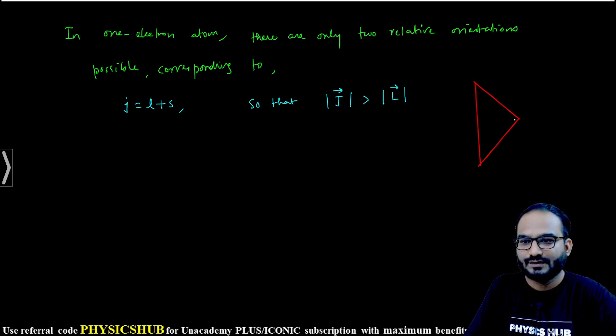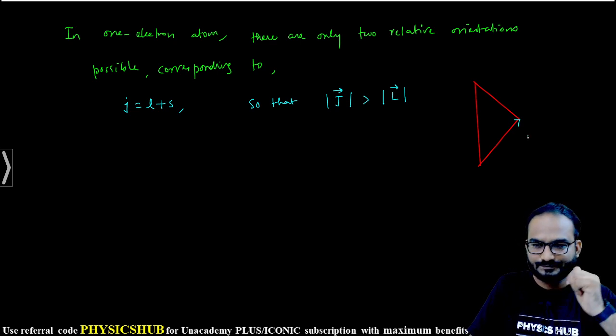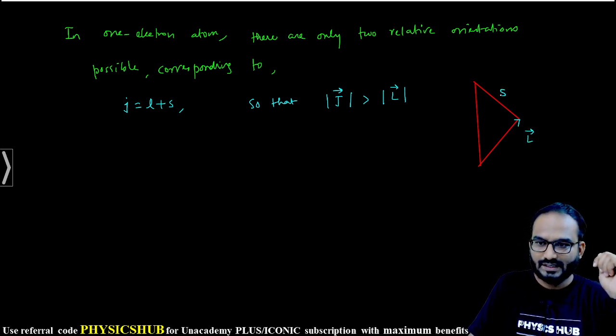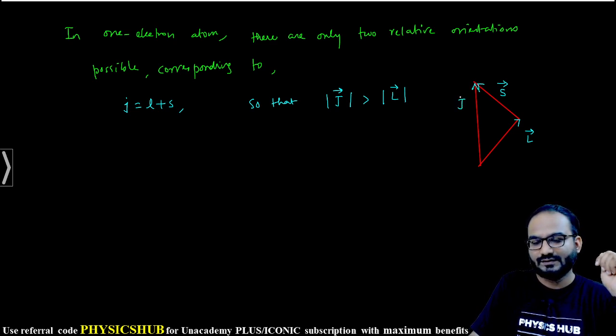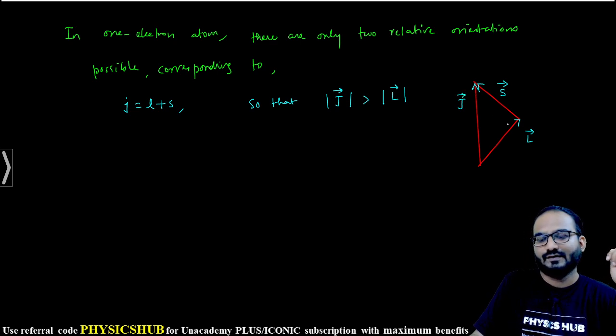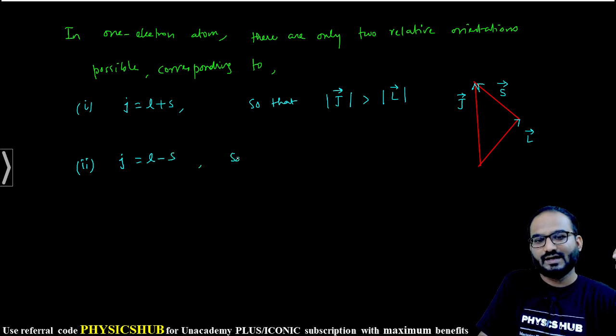You see, this is your L, this is your S. So L plus S, they have added vectorially and give rise to this J, and as you can see, modulus of J will be more than modulus of L. Simple. This is the first case. Second possibility may be J is equal to L minus S. So if J is equal to L minus S, then in that case your J will be less than L.